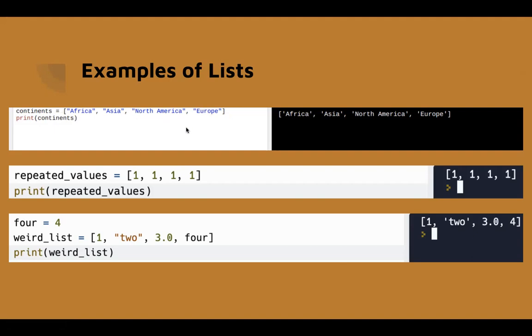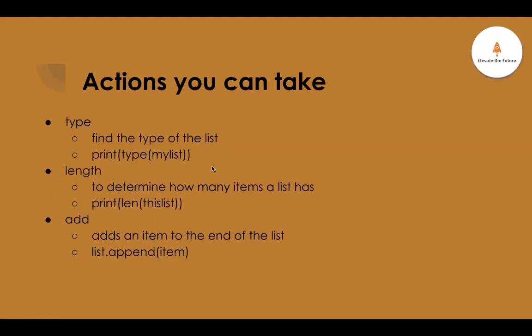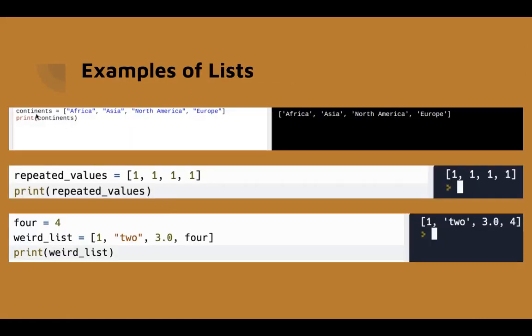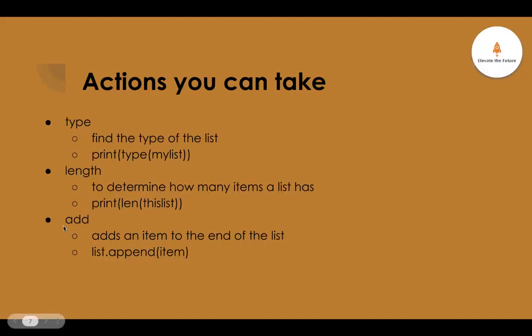They can also be called elements. Same thing with the repeated values: these all have 4 items or elements in their list. If you did print, then len, L-E-N, parentheses, and the name of your list, it prints out how many items are in that list. For the first one, if you did print len continents, you'd get the number 4. You can also add items to a list. If you use list.append and then whatever your item is, you can put in a double, an integer, a string, another variable. It would append that to the end of the list.